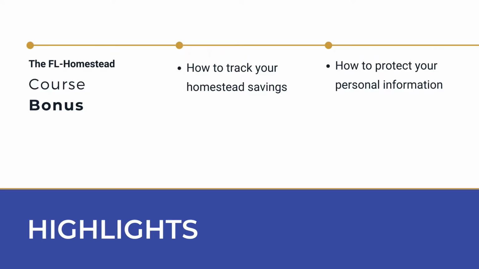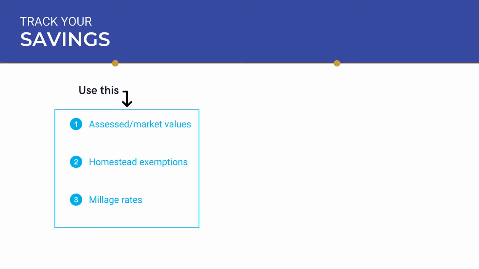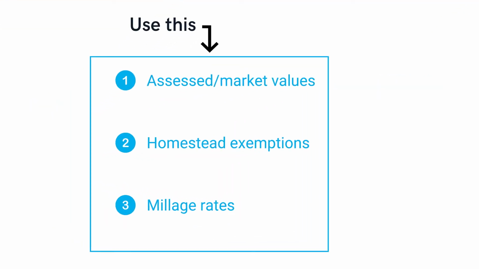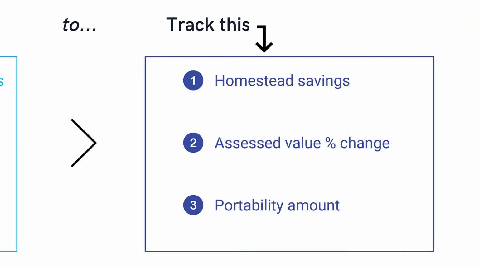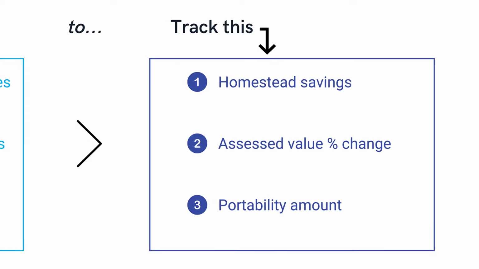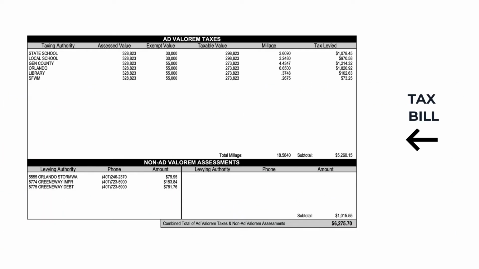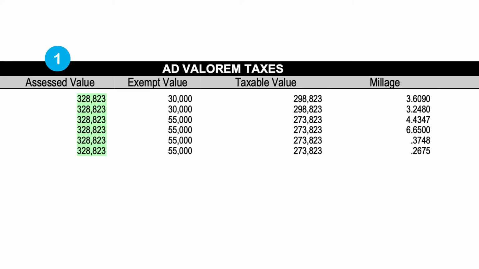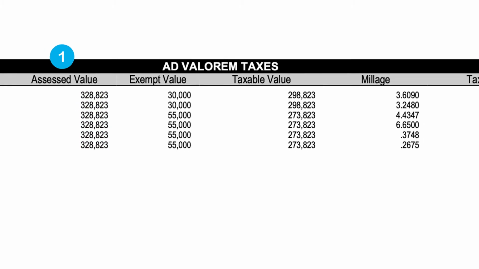We're going over how you can track your homestead savings and protect your personal information. To track your savings, make sure every year you know your assessed and market values, your homestead exemptions, and millage rates. In order to track your total homestead savings, assessed value percent change, and portability, you'll take your tax bill and look in the ad valorem section and find your assessed value for the current year.